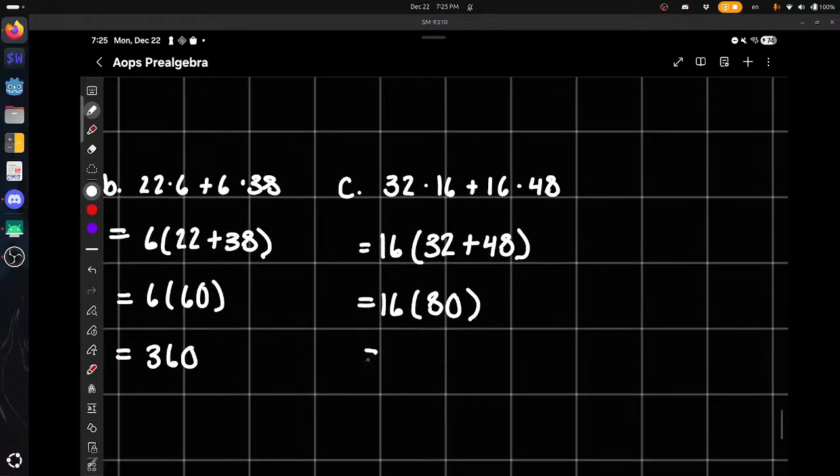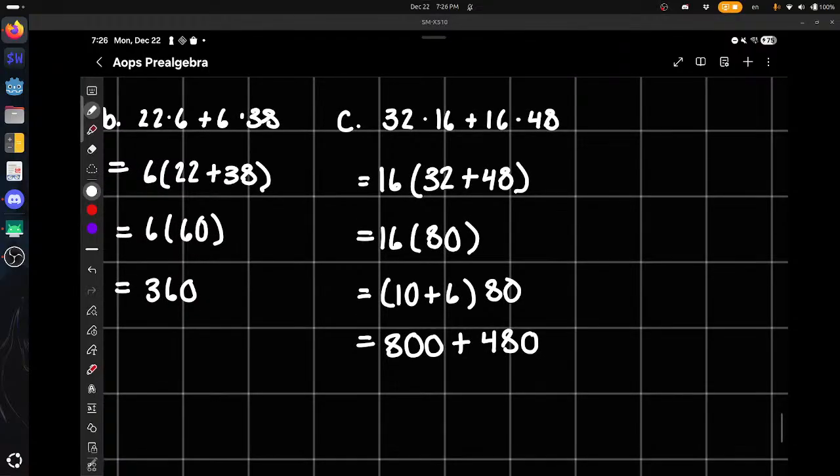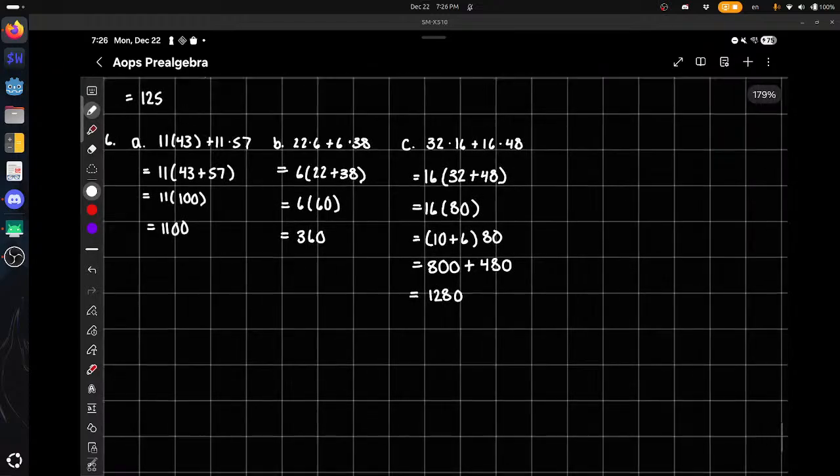I have to figure out how to... I think I could do 10 plus 6, 80 factored form, expand it. So now we're left with 800 plus 480, and now we can then do... 1280. I think that's our answer. Okay.